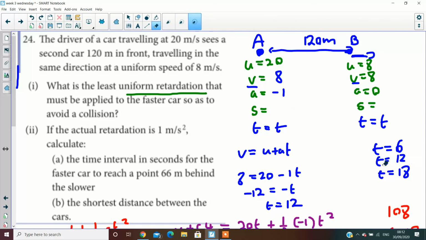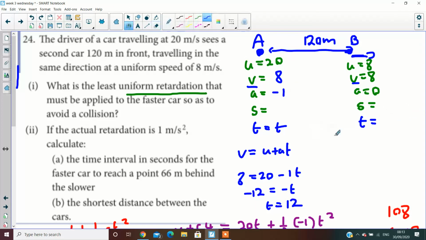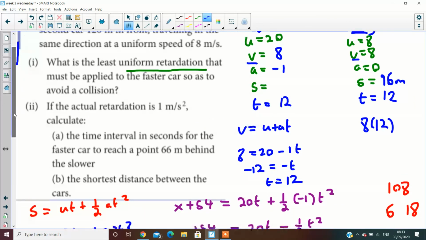Okay. Now, if we know that, then I can obviously find out how far B traveled. How far did B travel? Distance is speed multiplied by time. 8 multiplied by 12. Anybody? 96. So this lad travelled 96 metres. It had a 120 metre head start. It travelled an extra 96 metres. Next thing I need to do is find out how far A travelled. So you can take your pick.